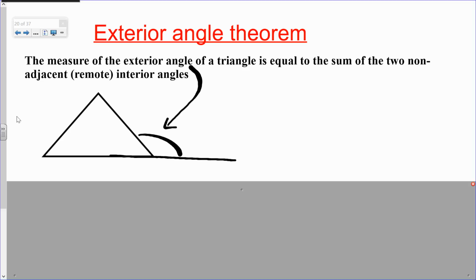So the exterior angle is this angle outside the triangle, notice. I'll call it angle 1. Hold on there. The two remote ones? Yeah, good. And that's all it is. It's that simple.